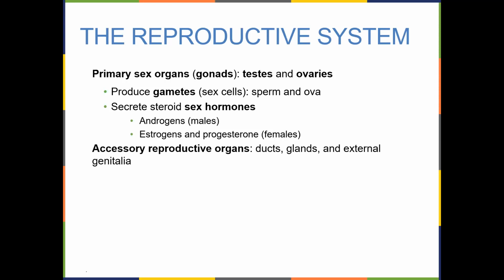It's the sex hormones at puberty that trigger the development of the secondary sex characteristics, you know, body growth, enlargement of the reproductive organs, facial hair, body hair, things like that, production of the sperm in males, and the development of a mature egg in the female and the release of that egg. We also have a series of glands and ducts and external genitalia that are driven by the release of these sex hormones.